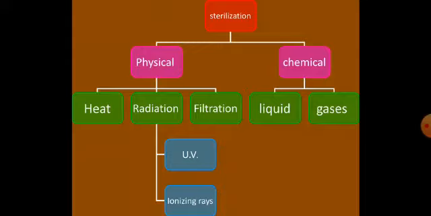There are different methods to achieve sterilization: physical methods or chemical methods. Physical methods include heat, radiation, and filtration, and chemical methods include liquids and gases. The choice of the proper sterilization process is very important to prevent product deterioration.